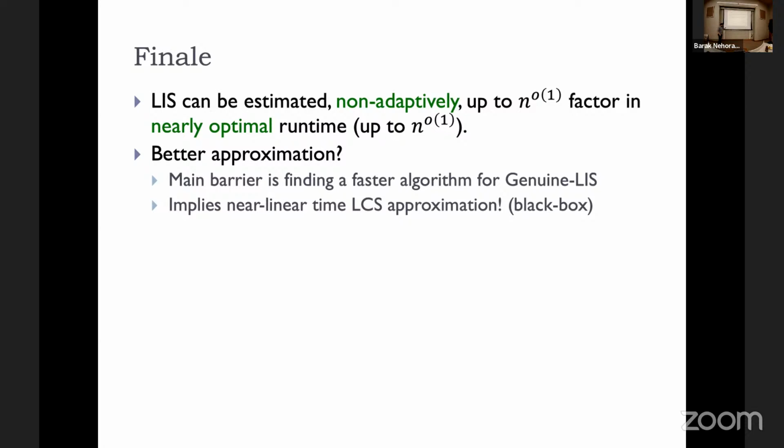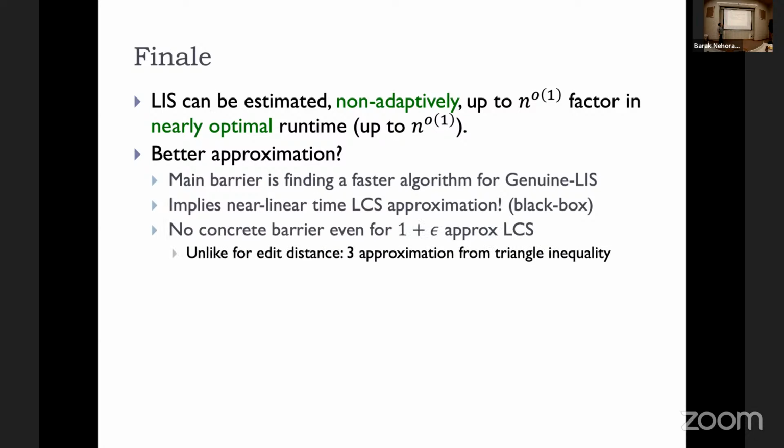The cool part is that, to motivate this problem, improving the approximation for LIS in this near-optimal time directly implies a new near-linear time algorithm for longest common subsequence with the same approximation. So if you get polylog approximation for LIS in this near-optimal runtime, you get polylog approximation for LCS, and that would be amazing.